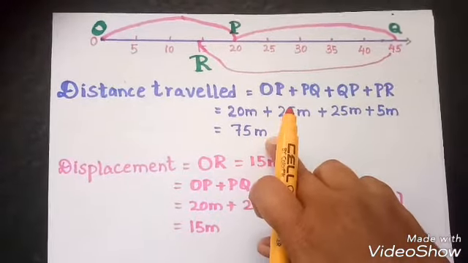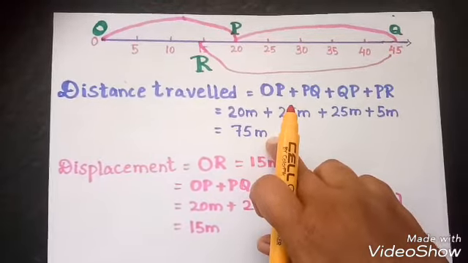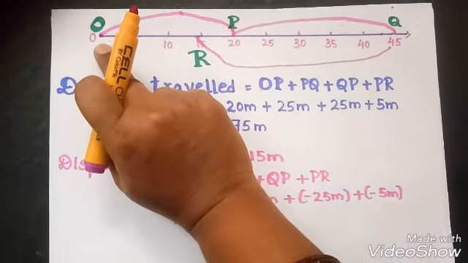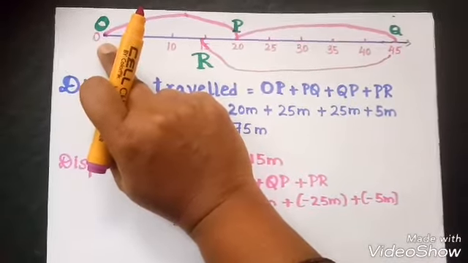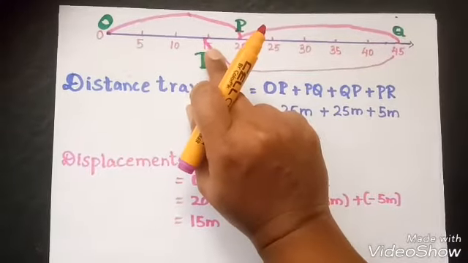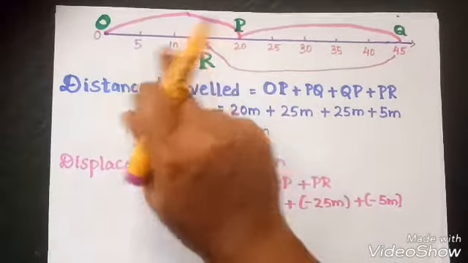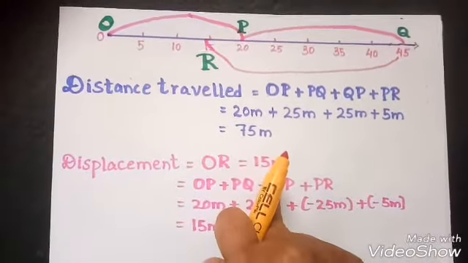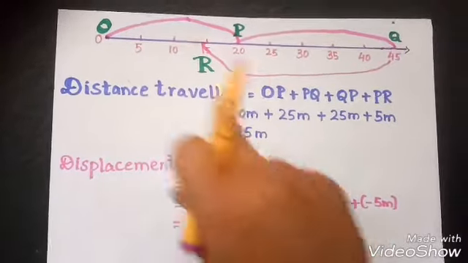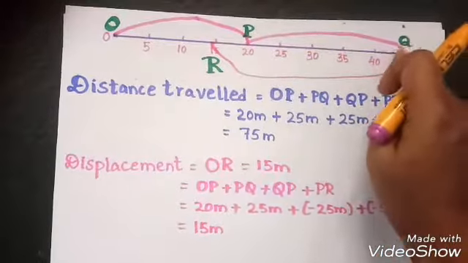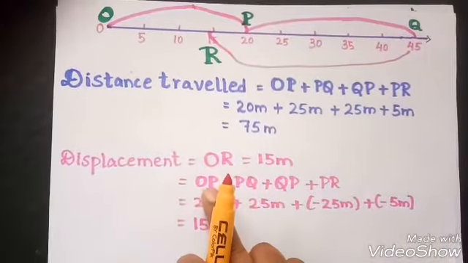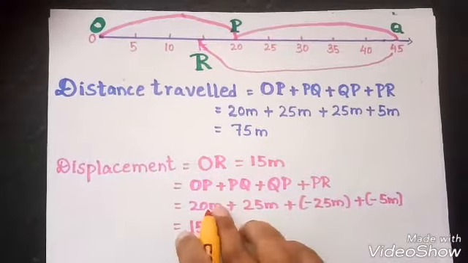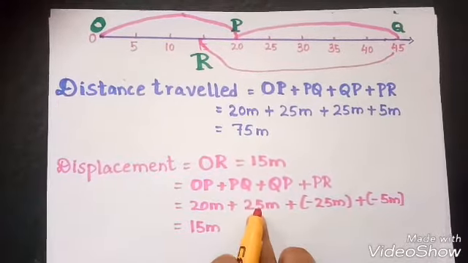Then if you are calculating displacement, so here what is the starting point we have, children? Starting point is O, initial point. What is the final point where that object is ending its motion? That is at point R. Then what is the shortest distance O to R? That we have OR as 15 meters. But if you are calculating that numerically, then how can you calculate that? O to P, P to Q, Q to P, P to R. But here, observe carefully, OP, we are taking it as 20 meters. PQ, we are taking it as 25 meters.